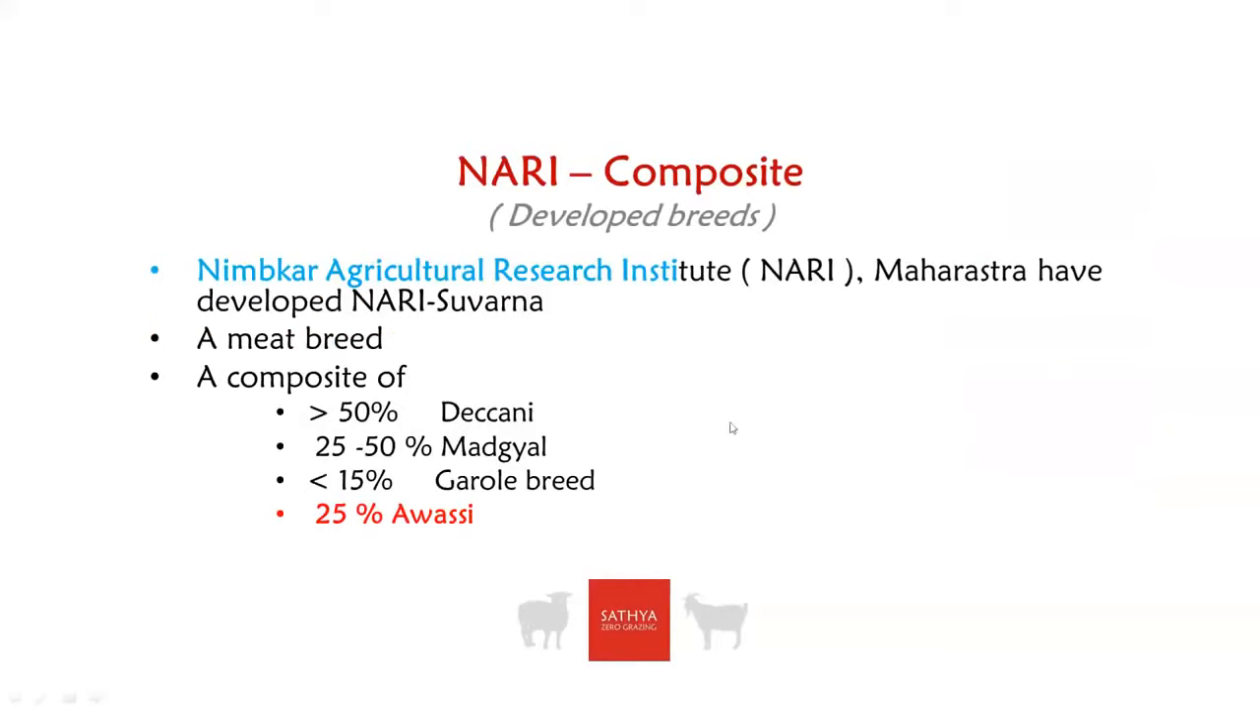Nari composite is another developed breed. It is also developed by Nimbkar Agricultural Research Institute. It is a meat breed and a composite of 4 breeds. It is a 4-breed cross of Deccani, Mudgal, Gerol and Awassi. This breed has 25% Awassi also.